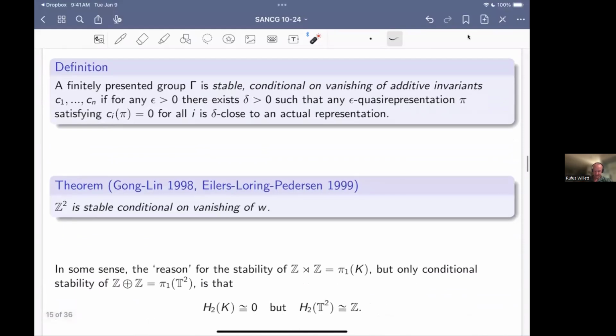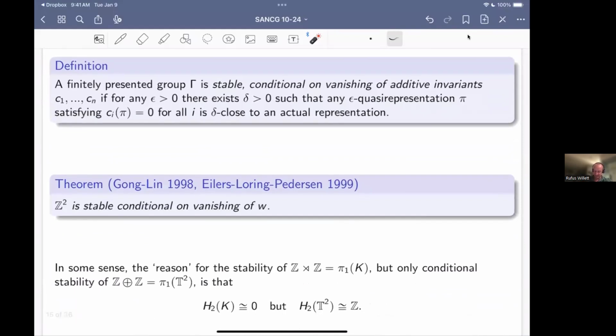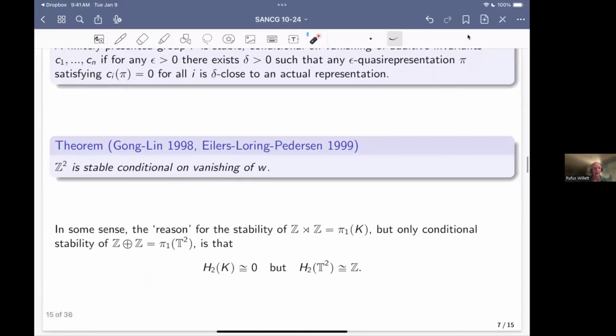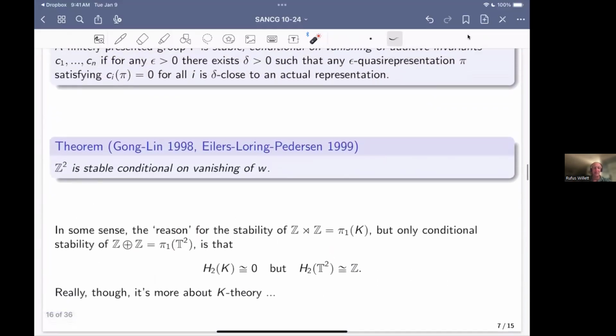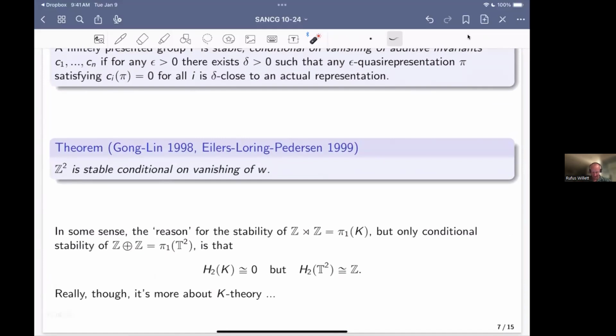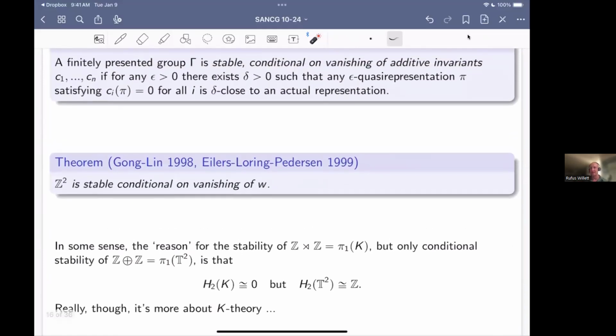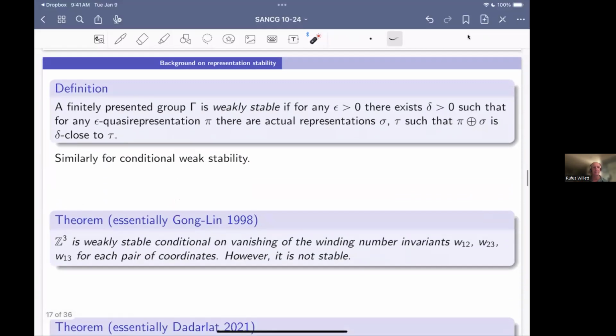Yeah, and right, I said this already, but let's make it explicit. In some sense, the reason for the stability of the fundamental group of the Klein bottle, but only the conditional stability of this thing, is that the second homology of the Klein bottle is 0. Sorry, non-orientable, sorry. The second homology of the two-torus is Z, an orientable two-manifold. But I will claim that it's not really about homology, it's really about K-theory. And it's the Bott bundle on the two-torus and the absence of such a thing on the Klein bottle that is relevant here. We'll see hopefully a bit more of that as we go through.